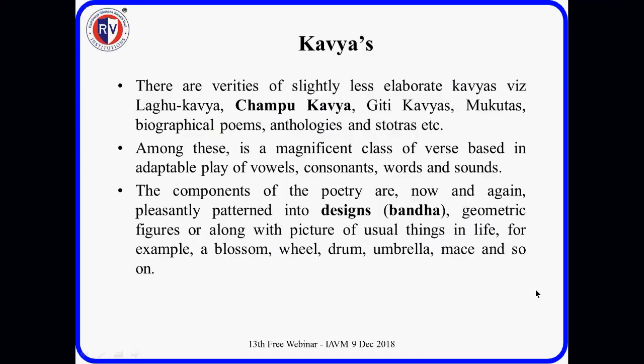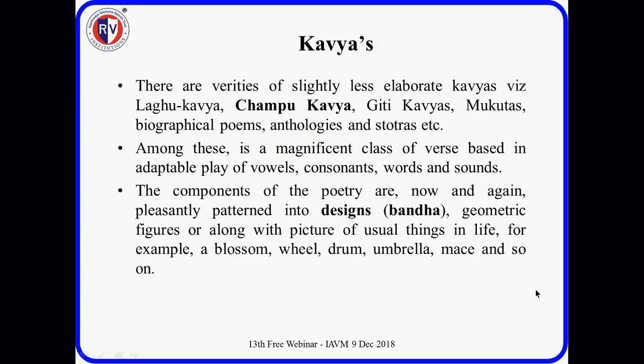There are other varieties also. There are varieties of slightly less elaborate kavyas: Laghu Kavya, Champu Kavya, Giti Kavya, Muktas, biographical poems, anthologies, and stotras. Among these is a magnificent class of verse based on the adaptable play of vowels, consonants, words, and sounds. In these shlokas, the poet plays with vowels, consonants and so on, and it is possible to obtain different types of poems.